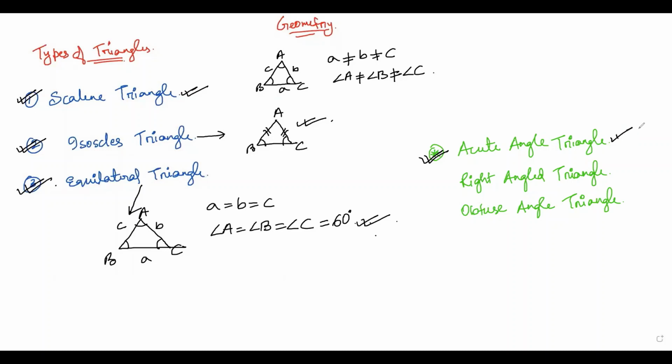So an acute angle triangle is a triangle in which all the angles are less than 90 degrees. A right angle triangle is a triangle in which one of the angles is equal to 90 degrees, and an obtuse angle triangle is a triangle in which one of the angles is more than 90 degrees. Well, these are some types of triangles whose definitions we need to know, as it would be very helpful whenever we solve questions on the geometry topic.